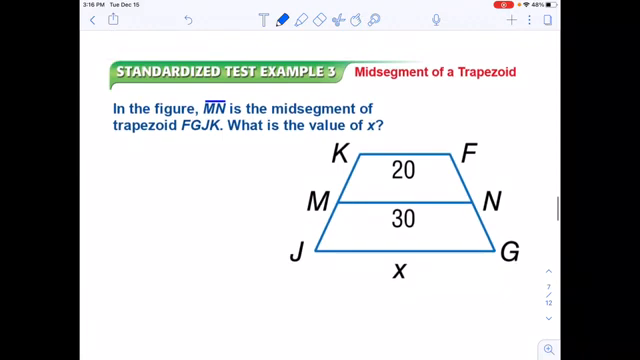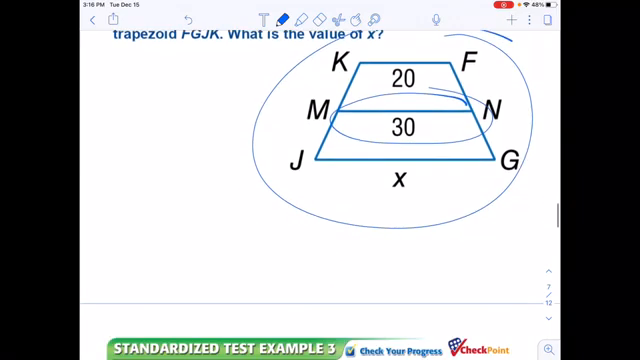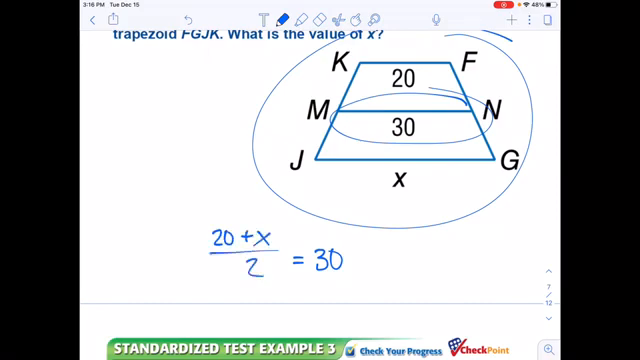So in the figure, MN is the mid-segment of trapezoid FGJK. What is the value of X? Now this is a little different. You already have your mid-segment given to you, so this is what the whole thing will equal. We're trying to find X. You take 20 plus X and divide that by 2 to figure out what X is.